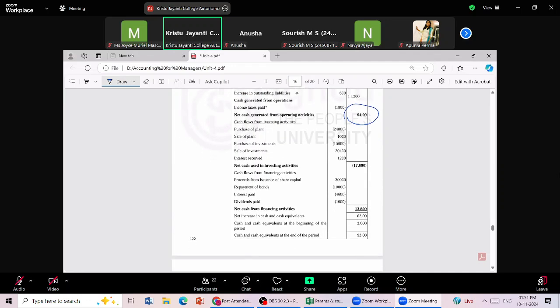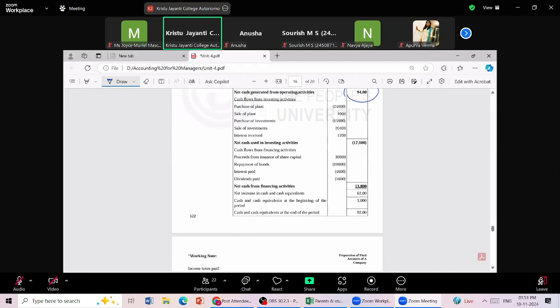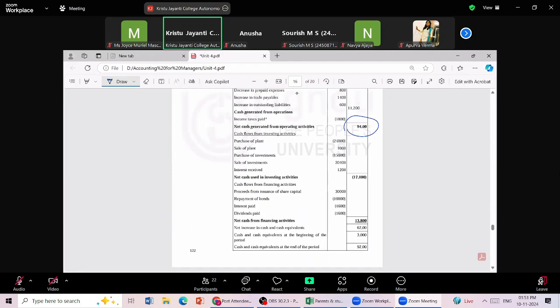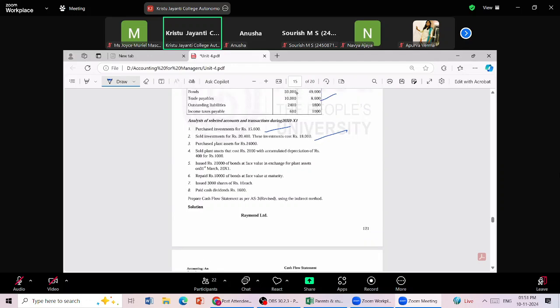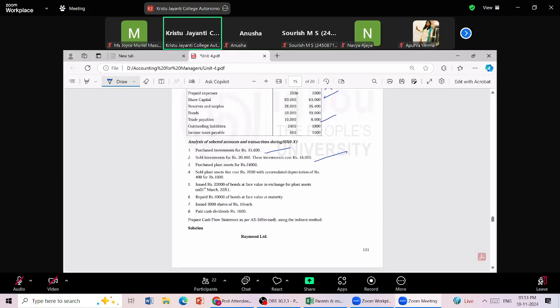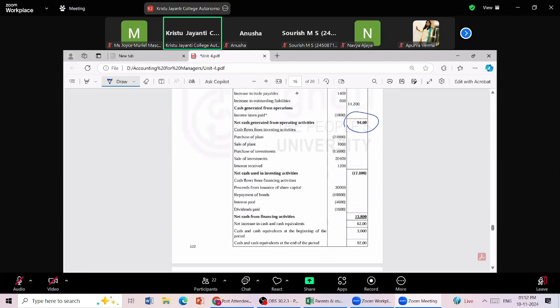Then next comes financing activity. Any financing activity like issue of share, repayments, interest paid, dividend paid, all of this. So all outflows connected to that you are minusing here in the question, and whatever inflow, you can see there is an increase of share, so inflow is there. Issued 3,000 rupees, shares of 10 each. So you can see here there is proceeds of issue of share capital of 3,000.